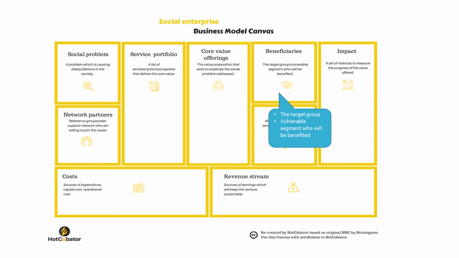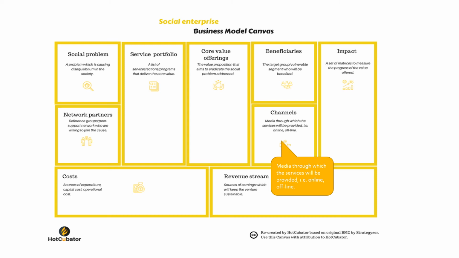The beneficiaries simply refer to the target group or the vulnerable segment who will be benefited, or in other words, the group who are subject to the intervention, who exactly you are going to support through your innovative business idea. Channel refers to the media through which the services or the products will be provided, whether it's online, offline, or whatever media you're going to use to deliver the value that you're creating through your social innovation idea.